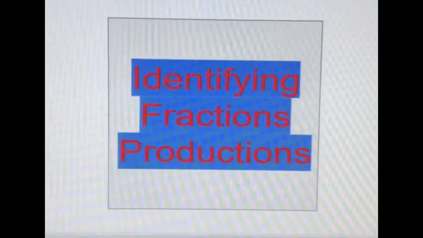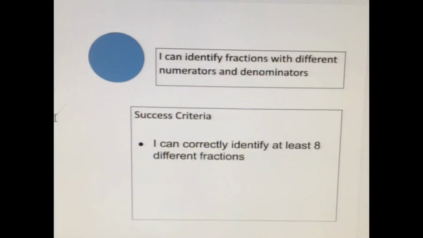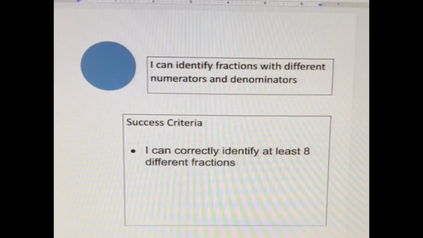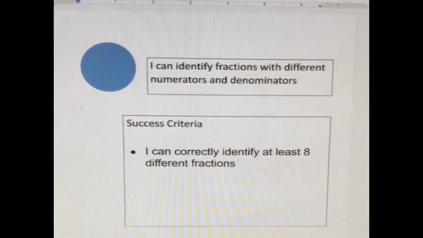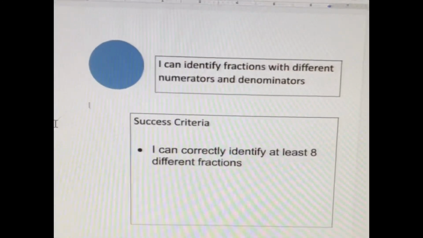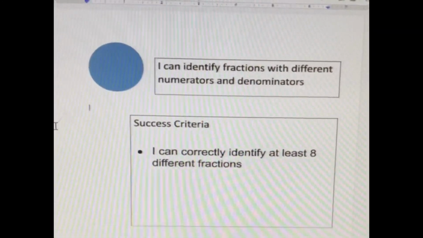Yo, DJ, drop them off with a beat for the learning target of the day. The learning target of the day for Tuesday, March 29th, is I can identify fractions with different numerators and denominators. Success criteria: I can correctly identify at least 8 different fractions.